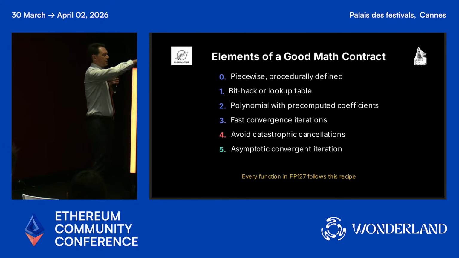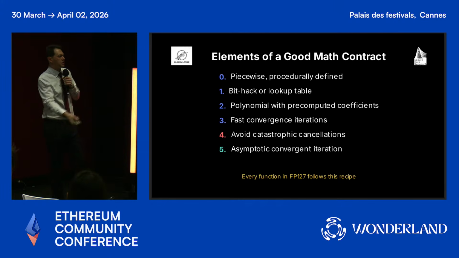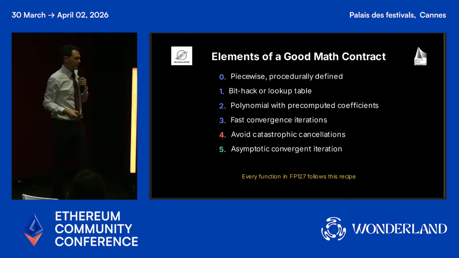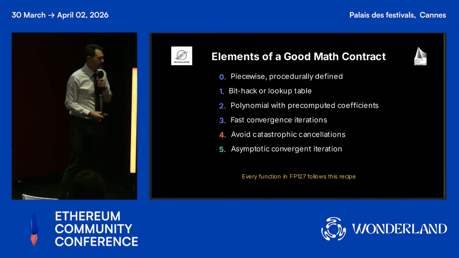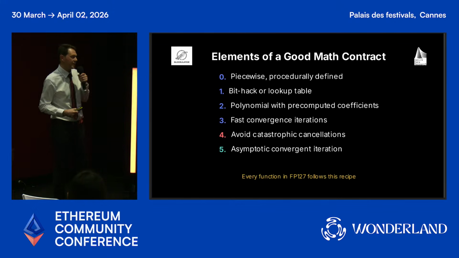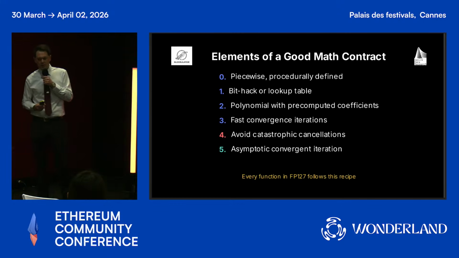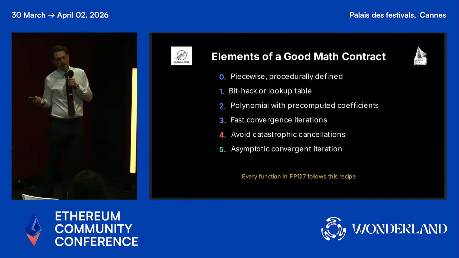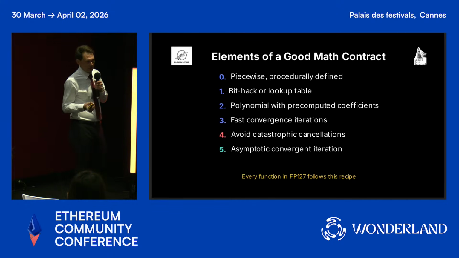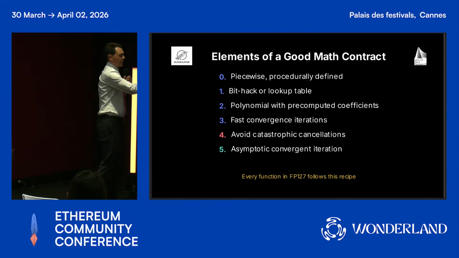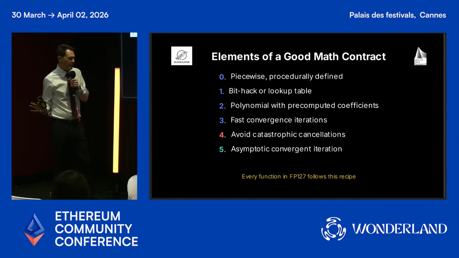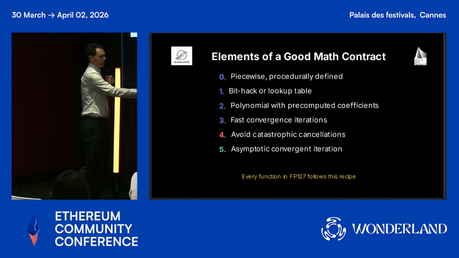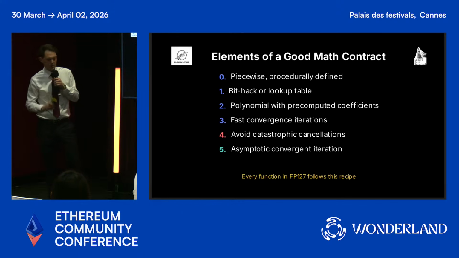So anyway, after you get through the bit hack or the lookup table, you should use a polynomial with pre-computed coefficients. And then you might want to do fast convergence iterations. And then you may want to avoid catastrophic cancellation, which is when two numbers are very, very close together and you divide them, you get errors only. Or if things are very, very close to 0, fixed point doesn't handle them well. So you need a special algorithm to finish off. And if you want to extend the range beyond that, you might use an asymptotic convergent iteration, which I did not choose to use.